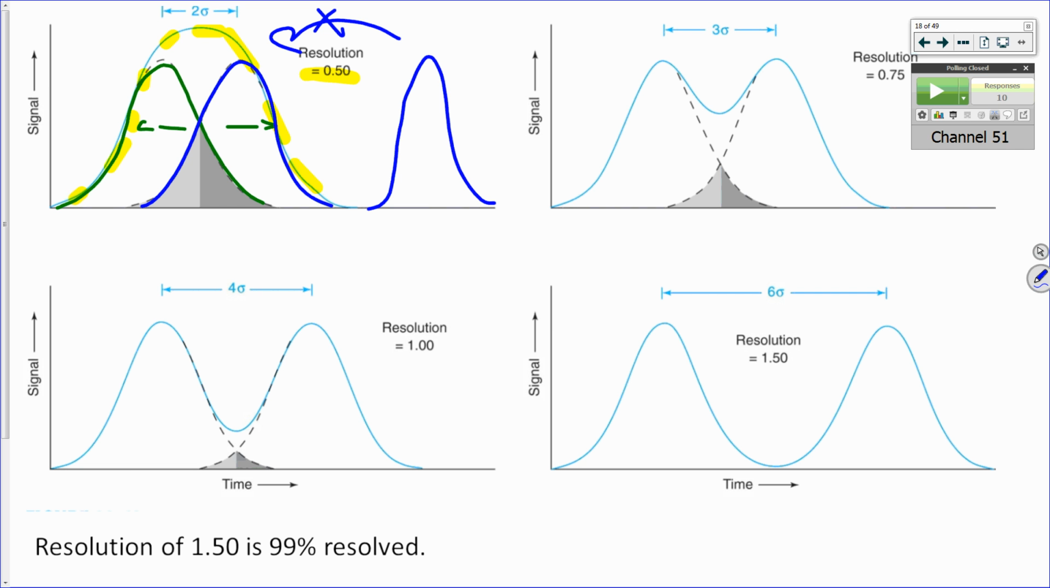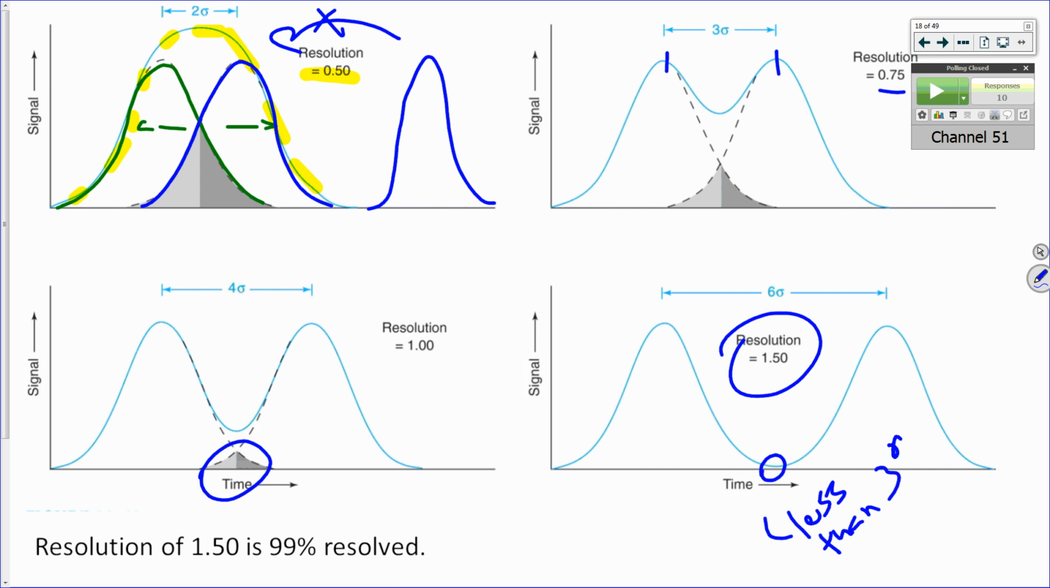So if you go up to a resolution of 0.75, at least now it pulls it out and you see two different retention times out of it. When you get to a resolution of 1, your overlap is less than 10%. Our goal is to be at a resolution greater than 1.5 because 1.5 has less than 3% overlap.